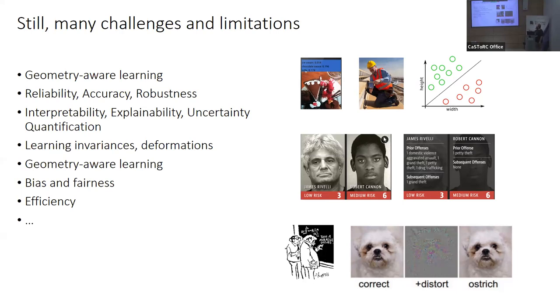And learning invariances, geometries, bias, efficiency. Efficiency is quite important because OpenAI is now charging $2 or $3 million to fine-tune ChatGPT on your problem, right? So this kind of shows the cost that these companies have in running this software. So it's still much more expensive than we would like it to be.